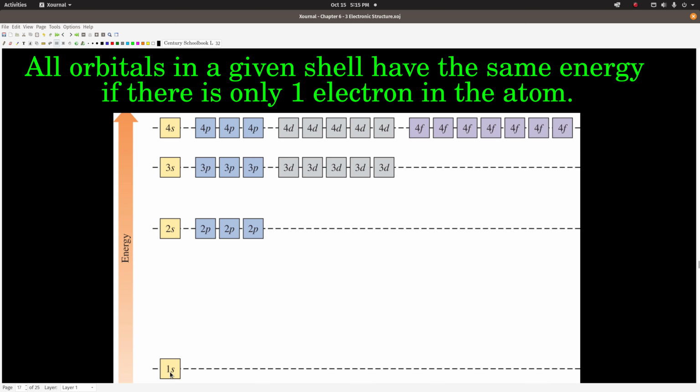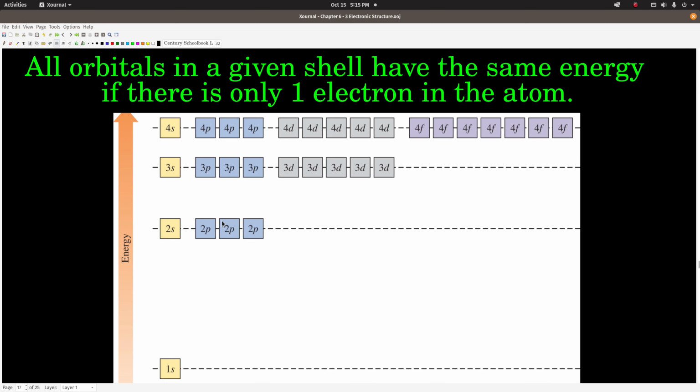The 1s orbital in the 1s sublevel has a certain energy. It's the lowest. By the way, I've kind of snuck this notation in on you. The 1s, 2s, 2p, what you're seeing here, the number in front of the letter tells you n. So n equals 1, s sublevel. N equals 2, s sublevel. N equals 2, p sublevel.